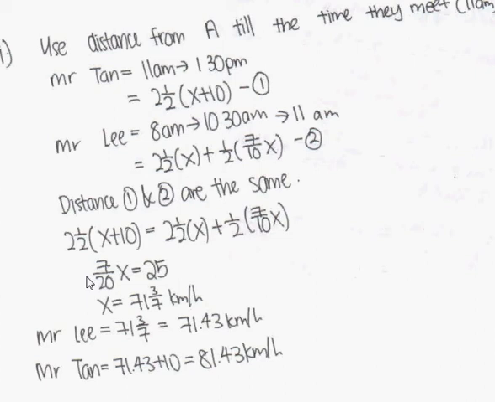You solve it, simplify it, you should get X equals 71 and 3/7 kilometers per hour. So Mr. Lee will travel at X, which is 71 and 3/7. So you round it up, it will be 71.43 kilometers per hour. So Mr. Tan will travel 10 km faster, so you just add 10 onto it. So Mr. Tan will travel at 81.43 kilometers per hour.